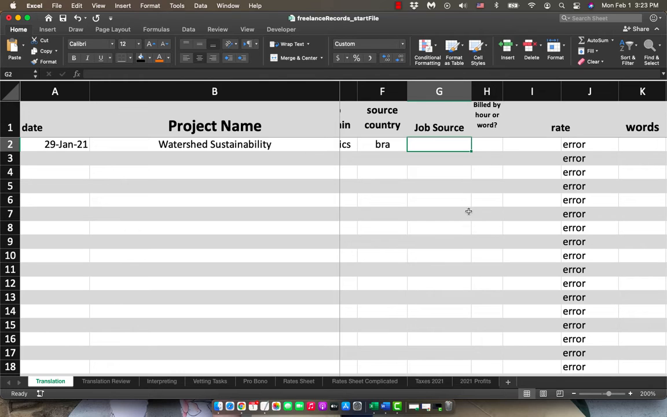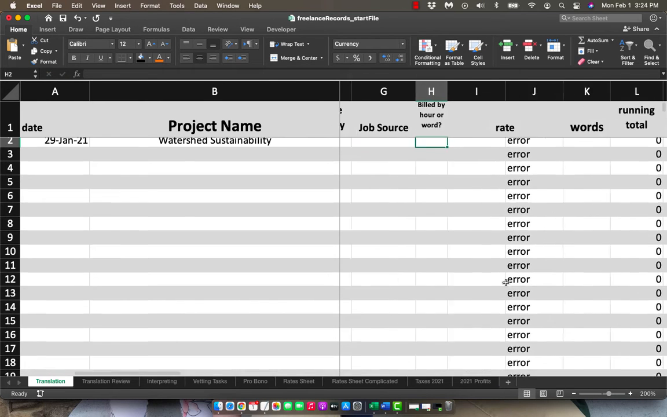Job source, this is for marketing purposes. If you got the job through ProZ, write it like that. If you got it because of your personal website, someone reached out to you after seeing your personal website, we'll do it that way. Maybe it was LinkedIn. It's just good to keep track of your marketing schemes.